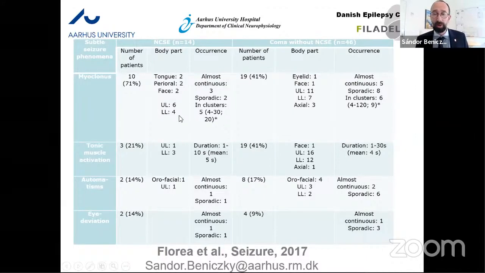So we tried to separate these semiological features based on other conditions and based on status epilepticus, only based on the semiology features, and we could not. So we looked at what the patient does, myoclonus or a tonic muscle activity or automatisms or eye deviation, in which body part, or what's the temporal dynamics of it. But if we look only at these semiology features, we could not distinguish between the non-convulsive and the coma cases. So you really need the EEG also in these cases with a subtle semiology.